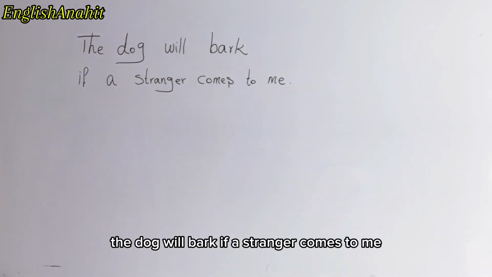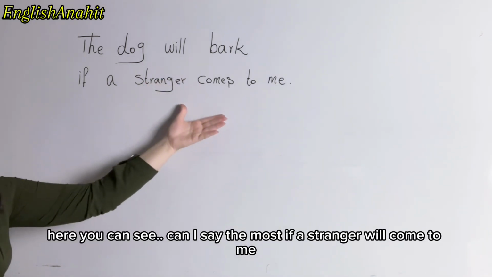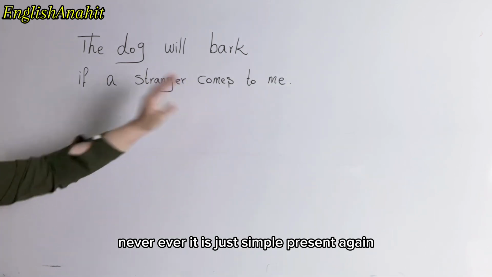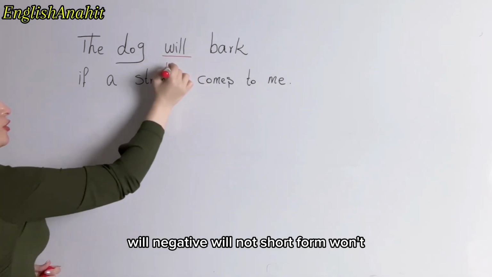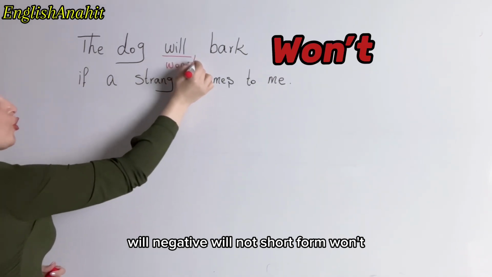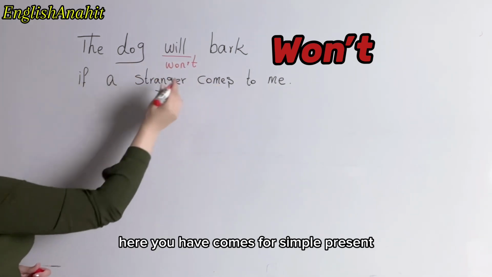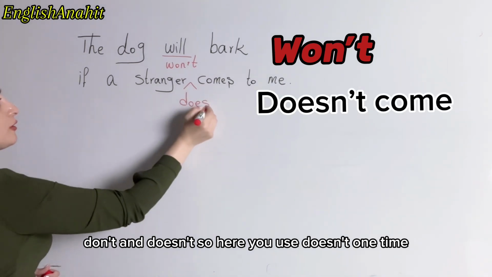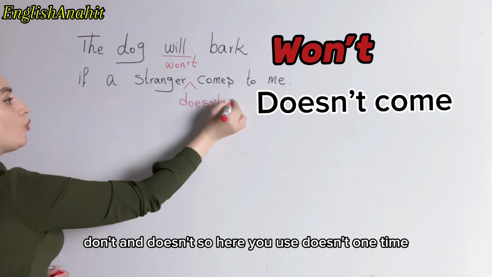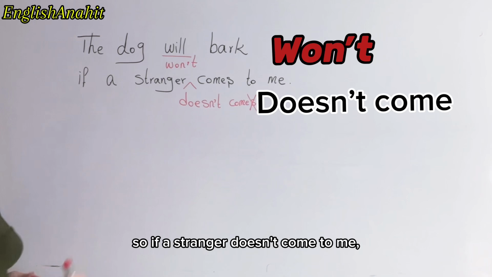The dog will bark if a stranger comes to me. Here you can see, can I say a stranger will come to me? Never ever. It is just simple present. Again, will, negative, will not, short form, won't. A stranger, again, here you have comes for simple present, don't and doesn't. So here you use doesn't, one time S, again S, no. So, if a stranger doesn't come to me.